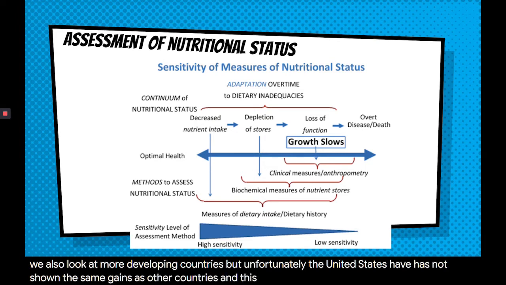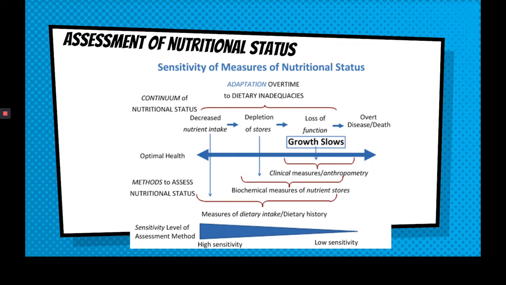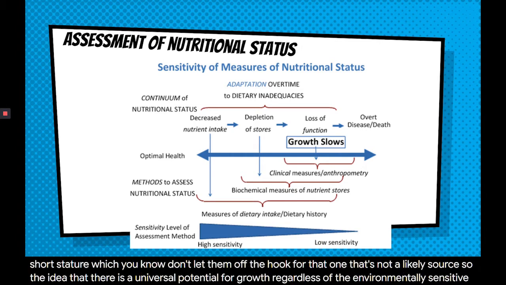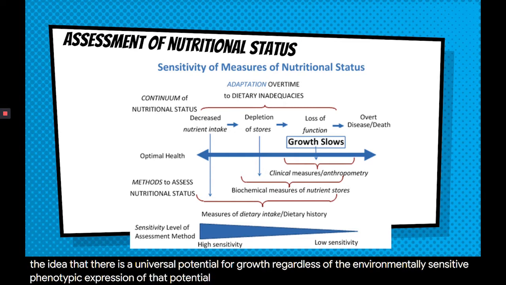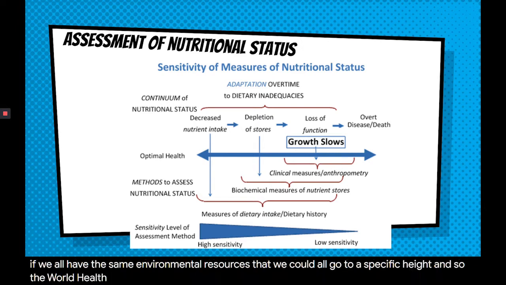And this is not explained by an influx of immigrants of short stature, which people often point to, and that's not a likely source. So the idea that there is a universal potential for growth, regardless of the environmentally sensitive phenotypic expression of that potential, led to a study. There was a hypothesis that maybe if we all had the same environmental resources, we could all grow to a specific height. And so the World Health Organization actually did that study.